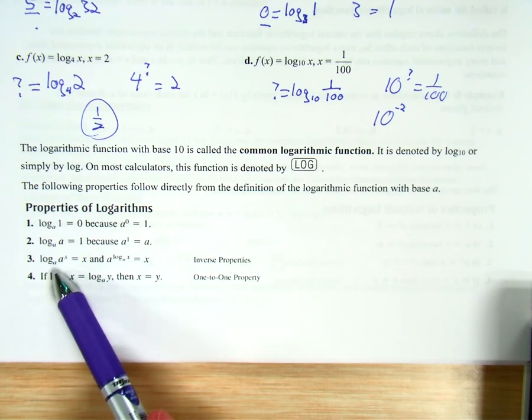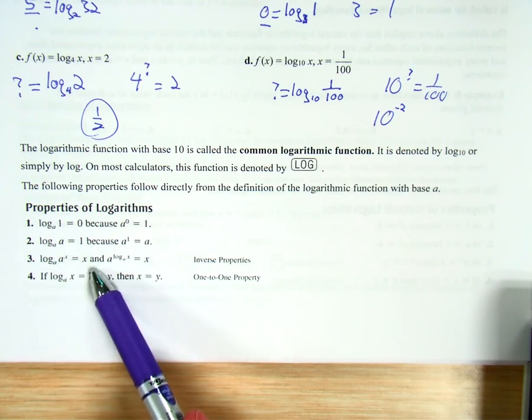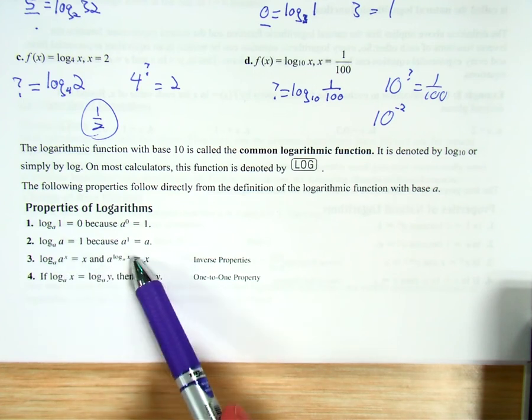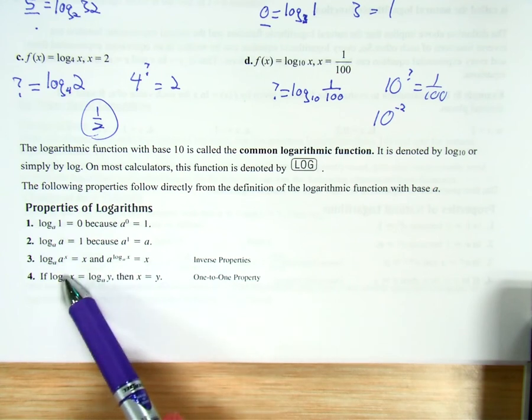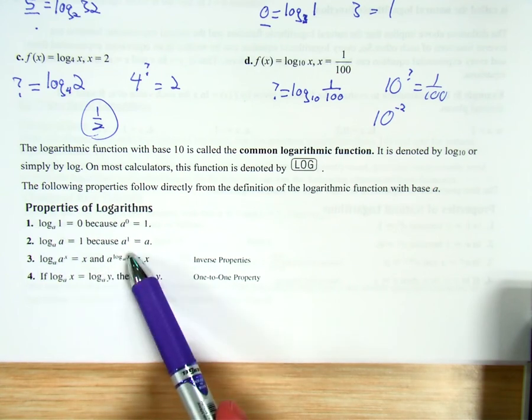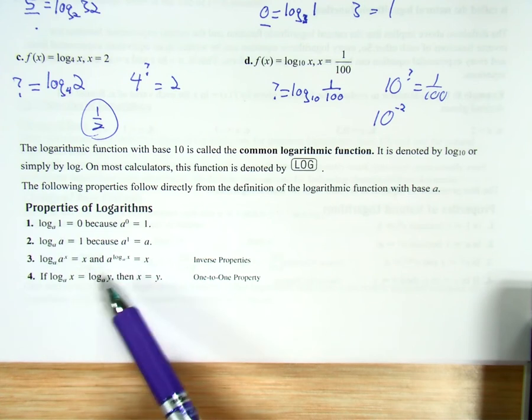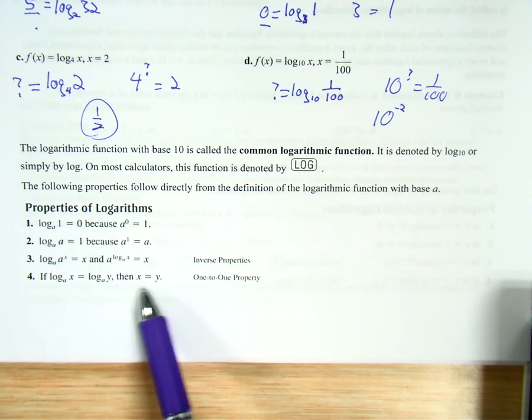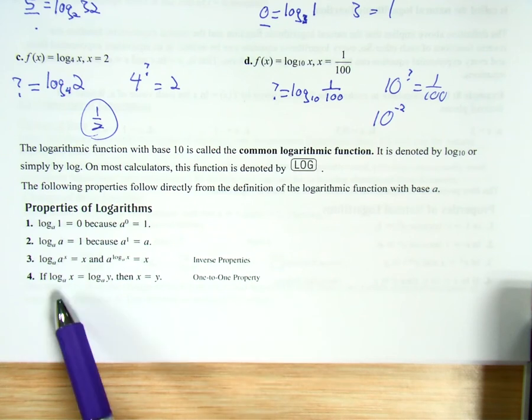Log base a of a to the x equals x, and a to the power of log base a of x also equals x, because logs and exponentials are inverses. When you're doing a log of an exponential or an exponential of a log, they cancel out, and then you're just left with the other numbers that fall down. And if log base a of x equals log base a of y, then x equals y. That's our one-to-one property. If the bases are the same, then we can compare the other parts.